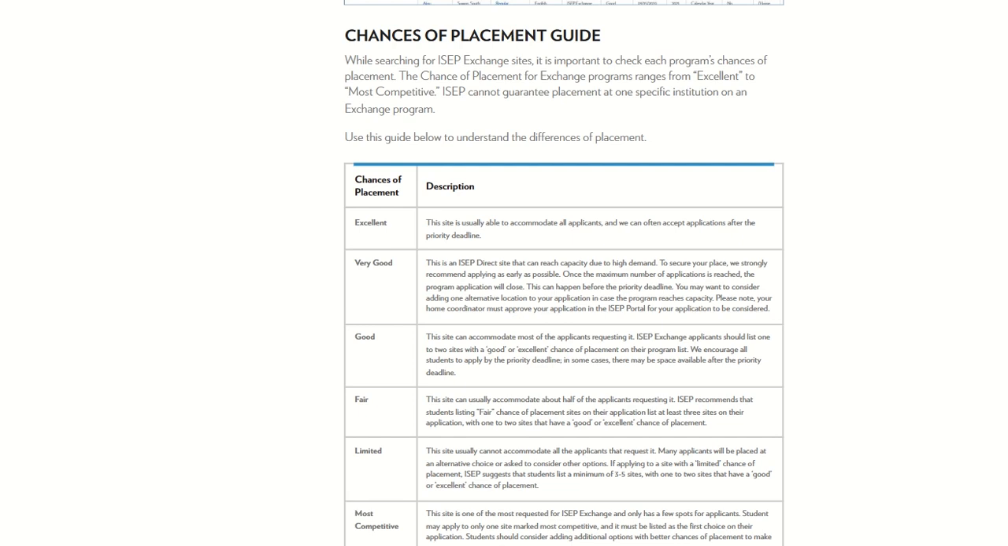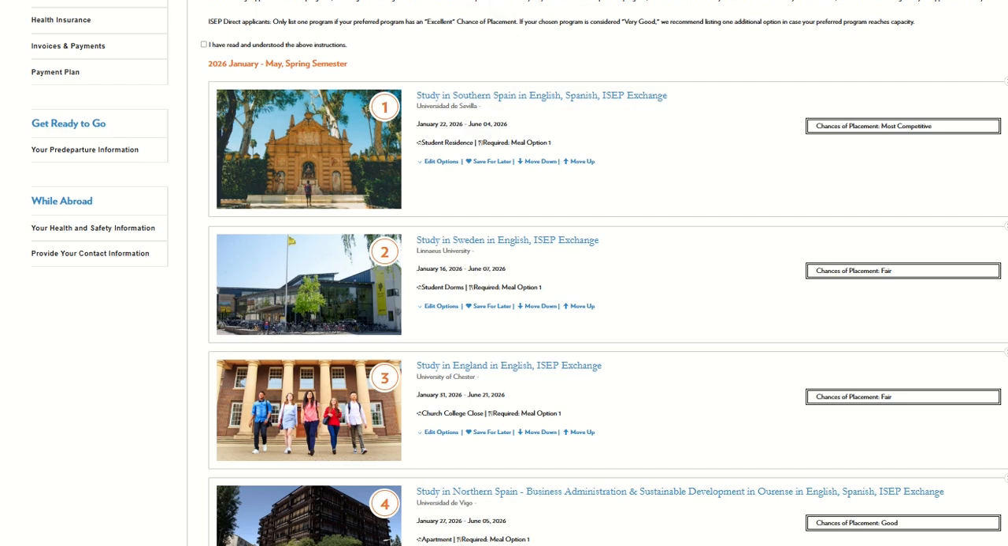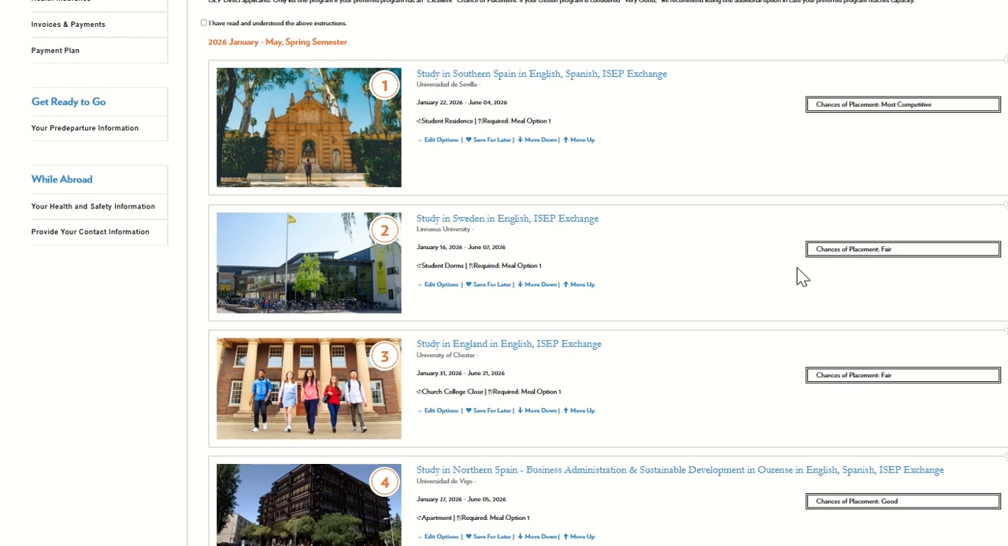You may only list one most competitive program on your application, and should you wish for the program to be considered, it must be listed as your first choice. However, you are not required to list a most competitive program on your application. You can be placed anywhere on your exchange program list. Only add programs to your list that you would be happy to attend. Lastly, please note that you will only receive one ISEP Exchange placement.